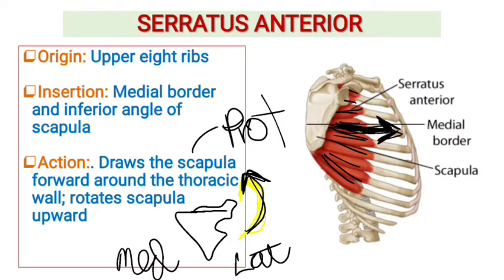Okay, so I hope you get my point. And lastly, you have your innervation of your serratus anterior muscle. So it's being innervated by your long thoracic nerve.